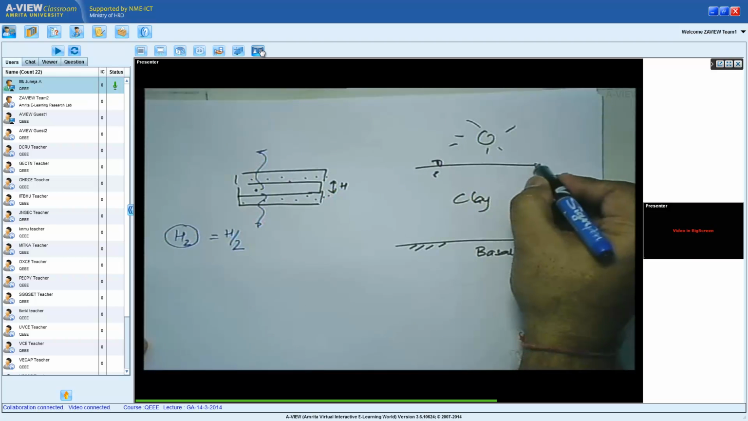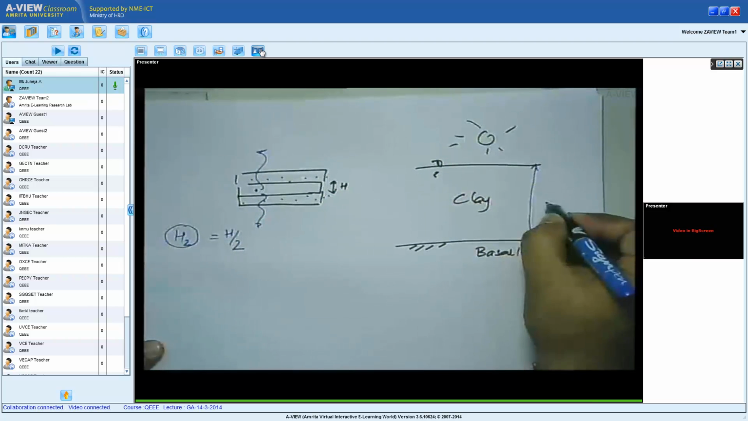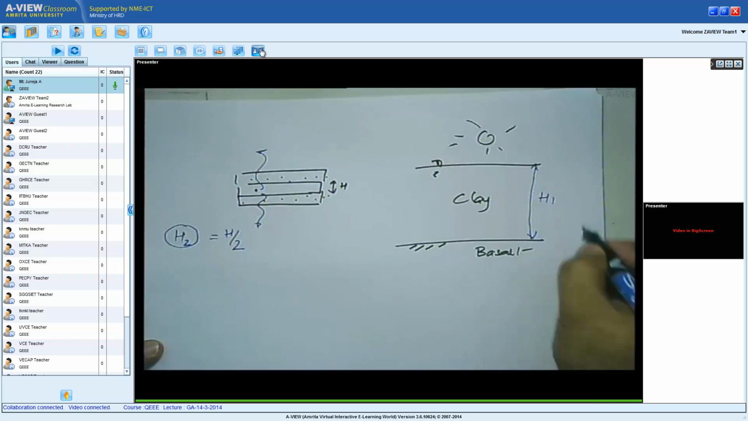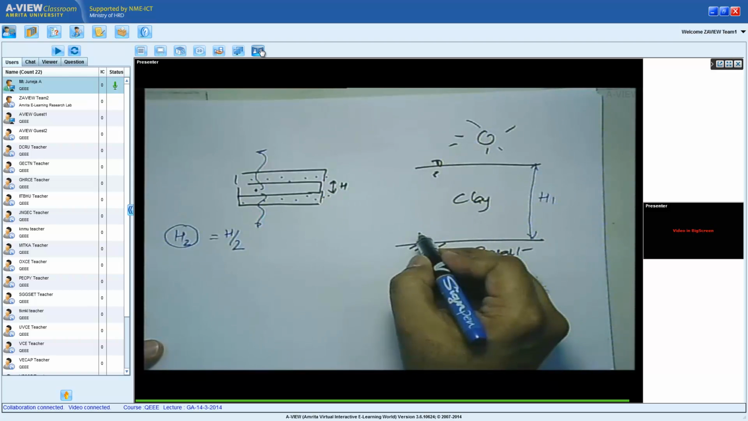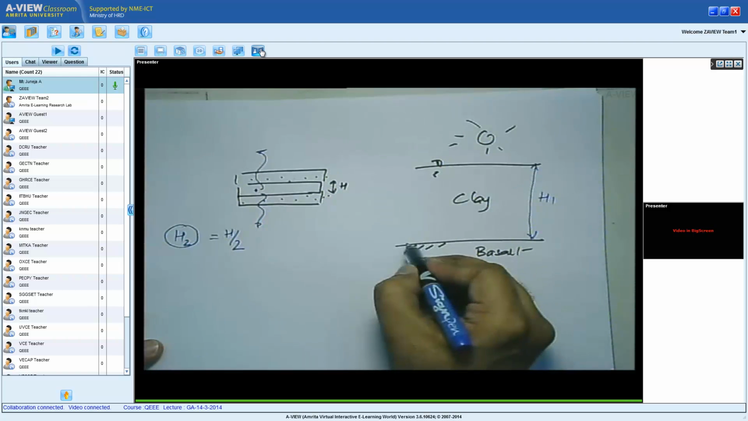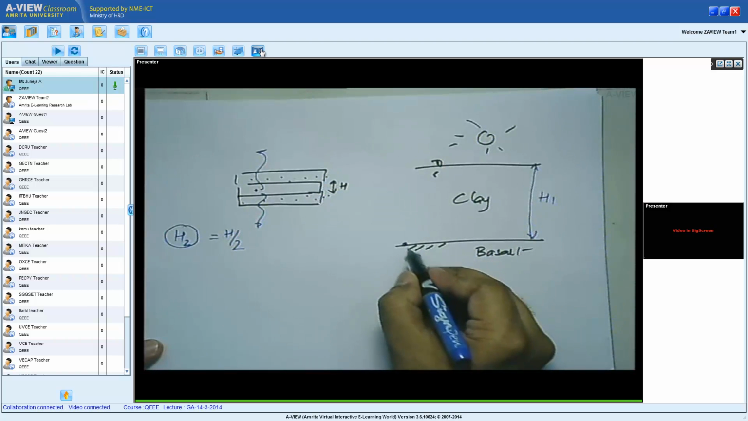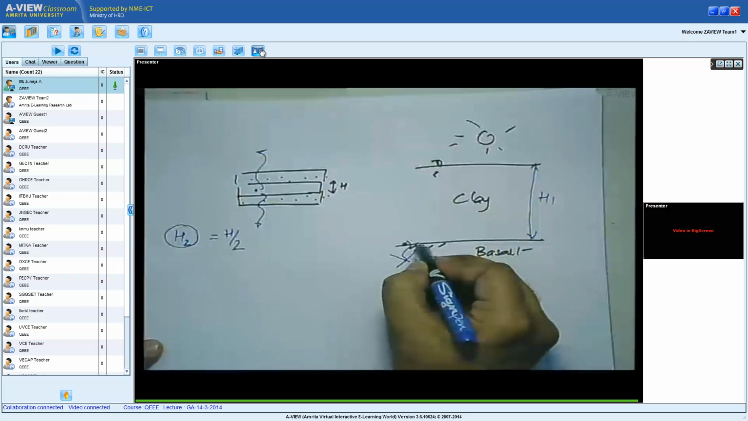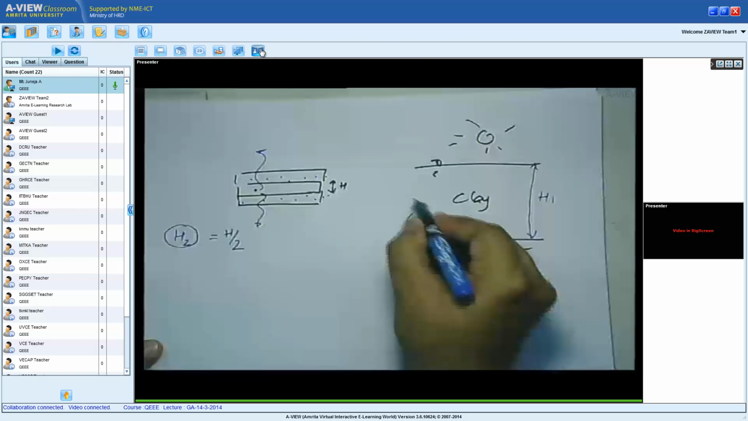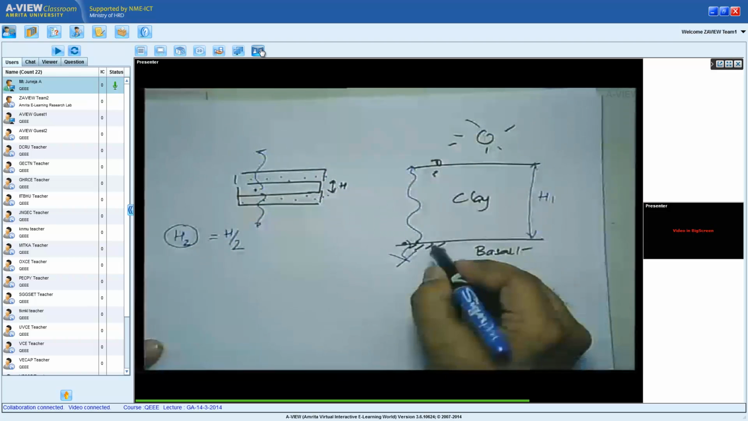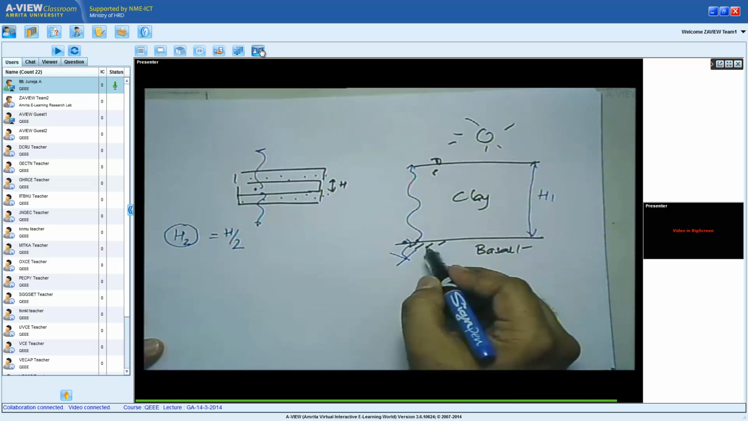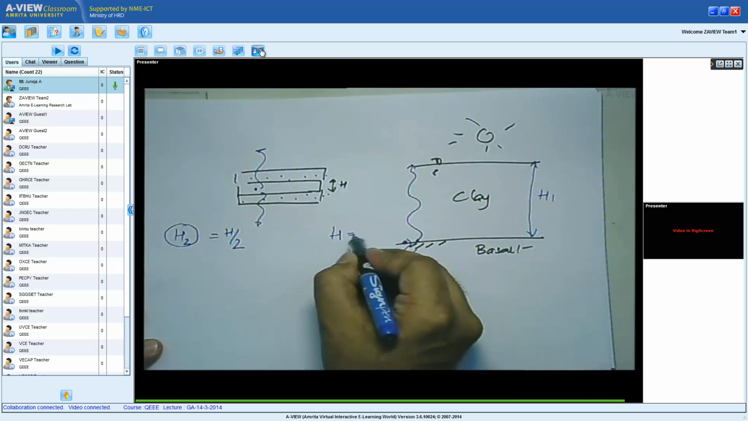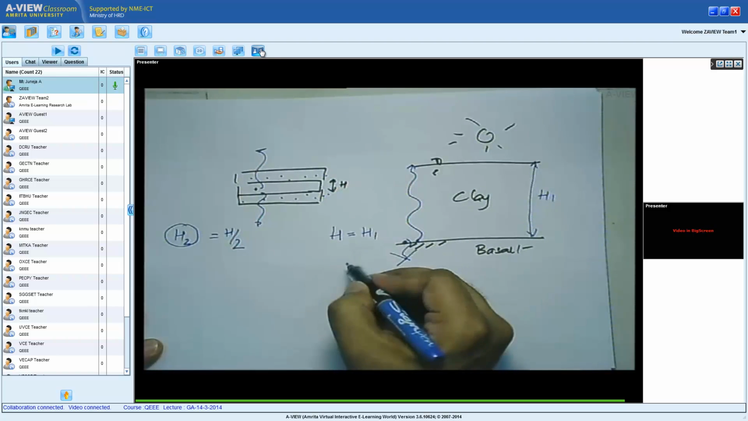Let's take this field example. The entire thickness, let me call this H1. In this case, the maximum distance the water will have to travel would be from here. Remember, this is impervious, so it cannot go down. The only way is to travel all the way to the top. So it's very difficult. In this case, capital H equals H1, the entire thickness of the layer.